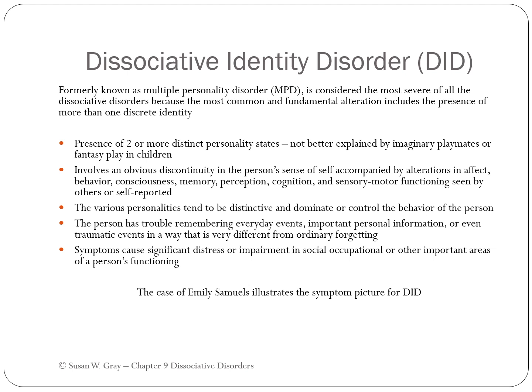And remember, if you diagnose this with a vignette, you have to explain how the client meets each criterion using examples from the vignette. So, presence of two or more distinct personality states, not better explained by imaginary playmates or fantasy play in children, involves an obvious discontinuity in the person's sense of self, accompanied by alterations in affect, behavior, consciousness, memory, perception, cognition, and sensory motor function. And that's seen by others or people around them, right? The various personalities tend to be distinctive and dominate or control the behavior of the person.